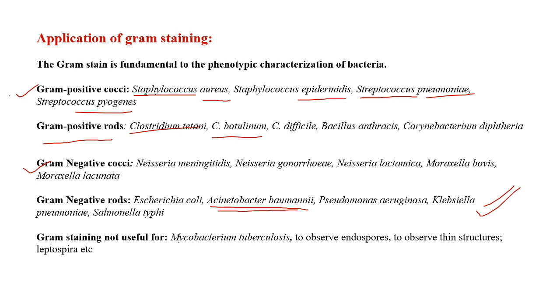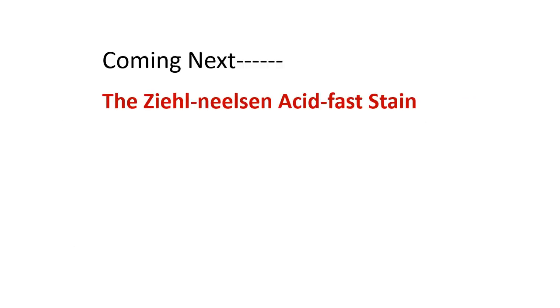Okay, and apart from that, you are not able to see all organisms by using gram staining. Exceptions are like Mycobacterium tuberculosis, which needs acid fast stain, and endospores, and to observe thin structures you need different kinds of staining. We will talk later about this. So this is about the gram staining method and application. Next we will discuss acid fast staining.